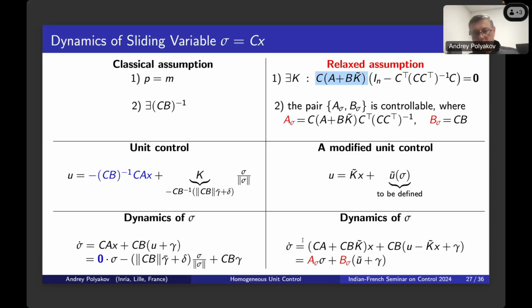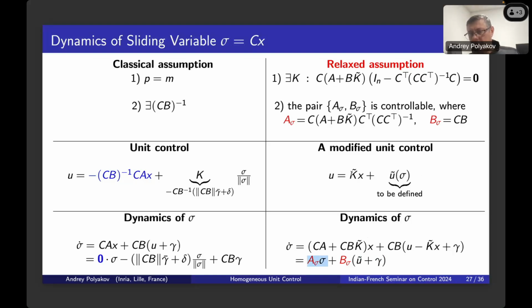And here it is just as before, but we just added and subtracted the same term, CB K tilde multiplied by X. So it is the same dynamics. And with such an assumption, we can rewrite our output dynamics in the form of some part of the dynamics dependent only on sigma, and some part dependent only on U tilde, which is the controller we are going to design.